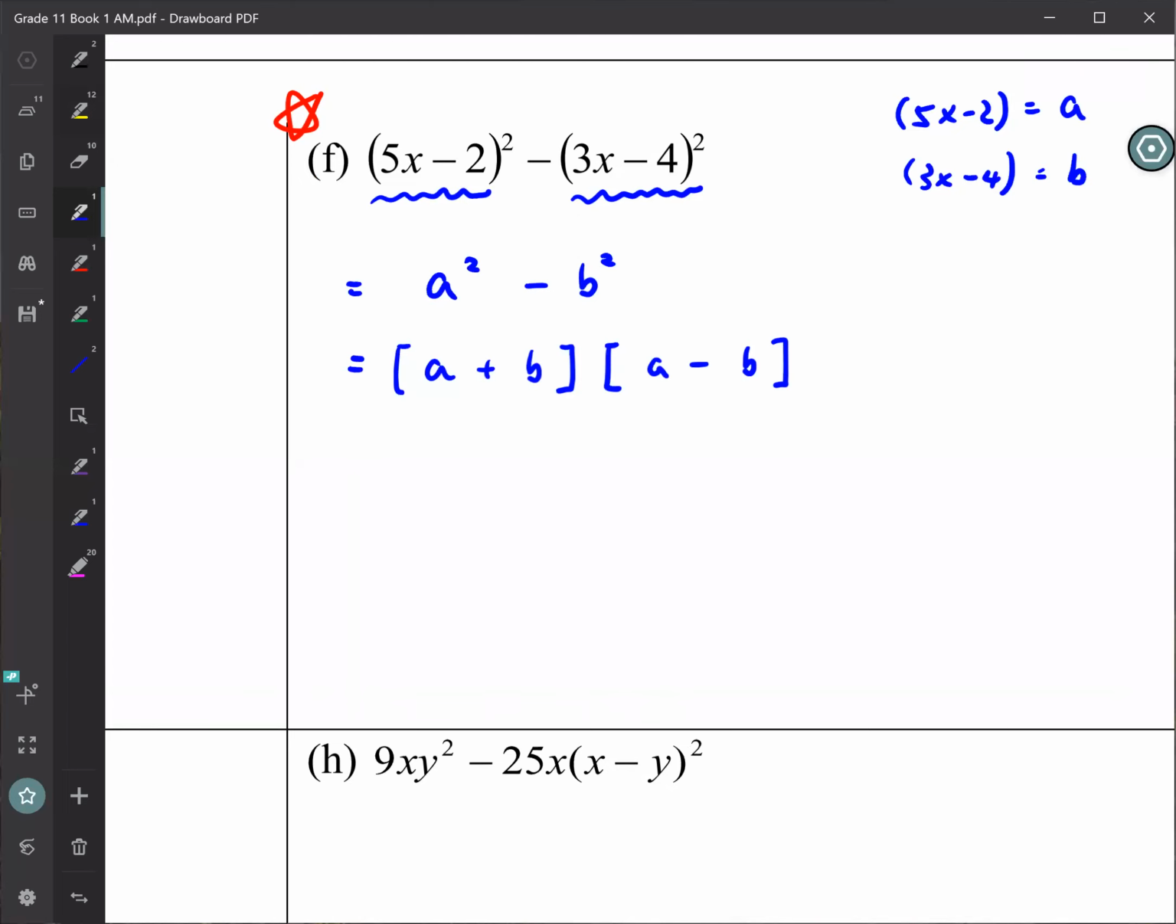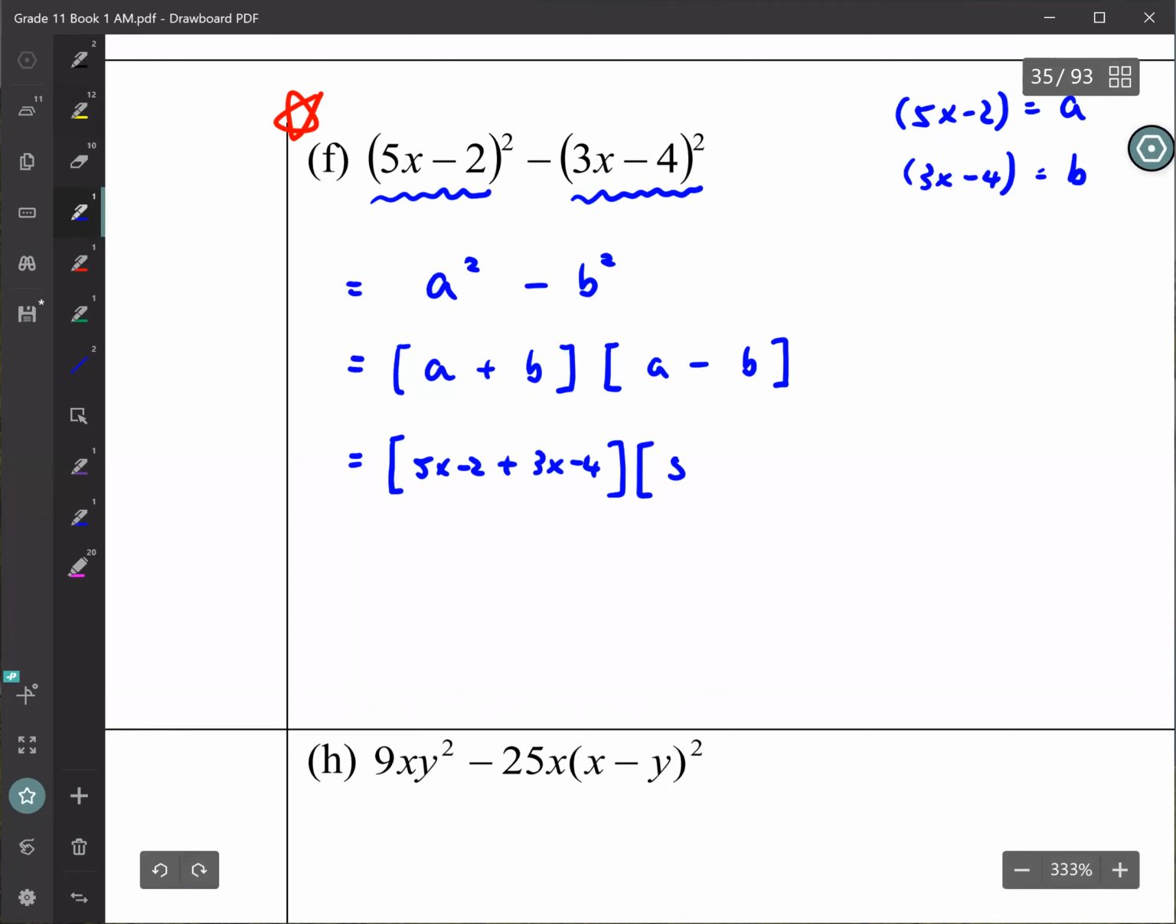Now the tricky part is when you put it back. If I write it like this, I'm placing the A and B back now. 5x minus 2 plus 3x minus 4. Oops, square brackets there. And then the other one is 5x minus 2, which is the A, minus B, 3x minus 4. Does anyone see any mistake here? Can you raise your hand if you see a mistake?